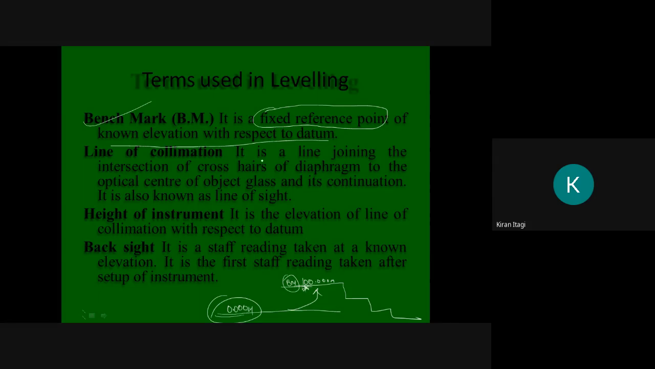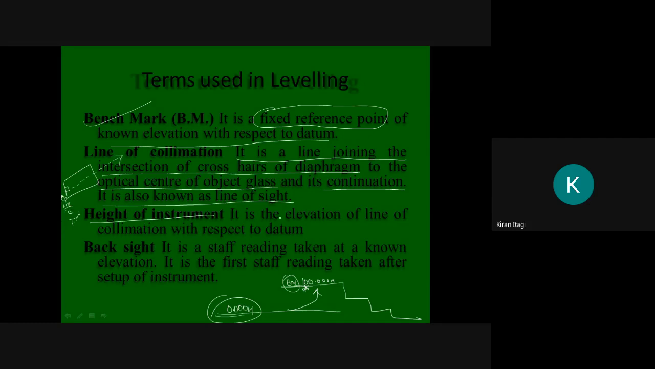Line of collimation means a line joining the intersection of the cross hairs of the diaphragm to the optical center of the glass, and its continuation. It is known as the line of sight or line of collimation. In the instrument, this is your eyepiece. Here we have the eye, and here we will have some diaphragms from where we will see.